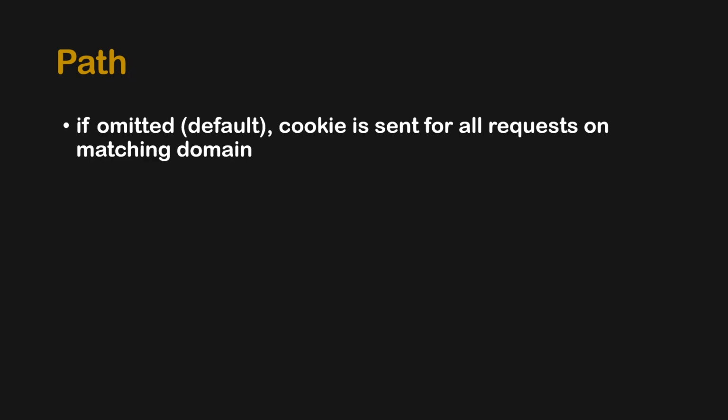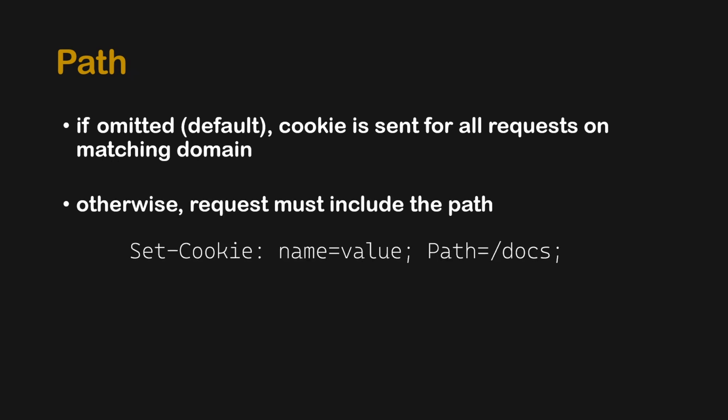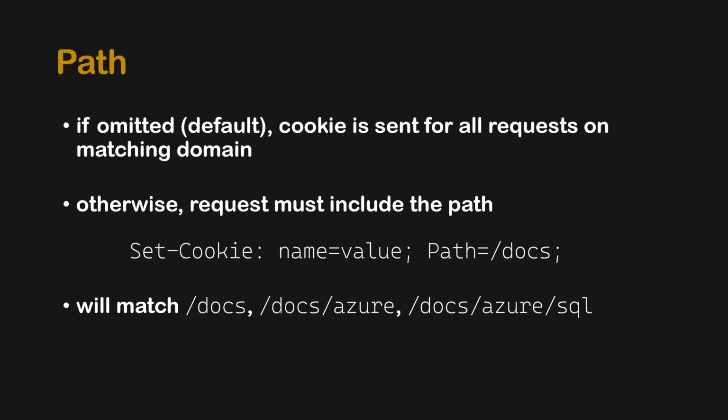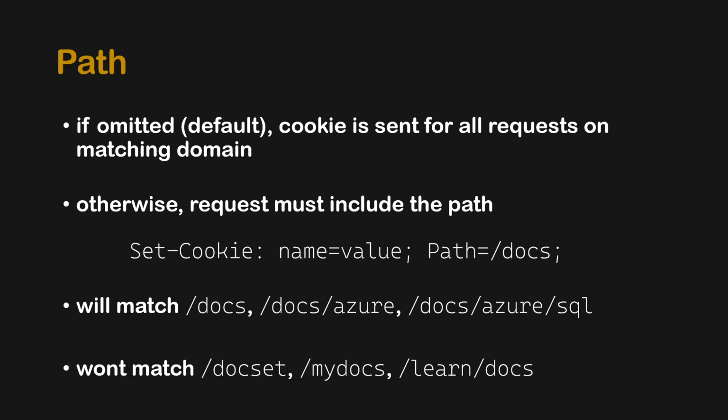Along with setting the domain, you can also set the path, or which URLs within that domain that a cookie will be sent for. If you omit the path property, then the cookie will be sent for all requests that are on that domain. But if you do set the path, then the cookie will only be sent for URLs on that domain that match the path or some subfolder or page of that path. For example, if you set the path to /docs, it would match /docs, but also any subfolder underneath that. It would not, however, match something like /docset just because it starts with the same characters, or something like /learn/docs that has /docs in the path, but isn't at the root.